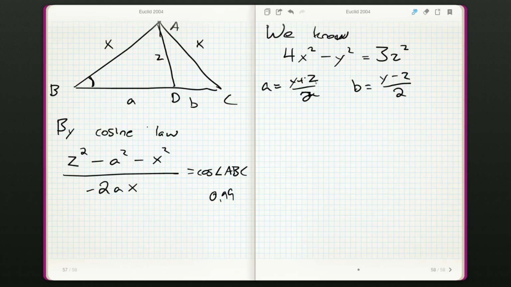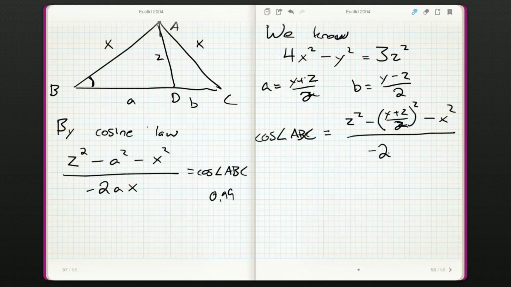Alright. So if that's the case, then cosine of ABC is z squared minus (x plus z over 2) squared minus x squared, all over negative 2x times (y plus z over 2), or y plus z over 2x. Well, on the plus side, this 2 cancels out, so small victories.